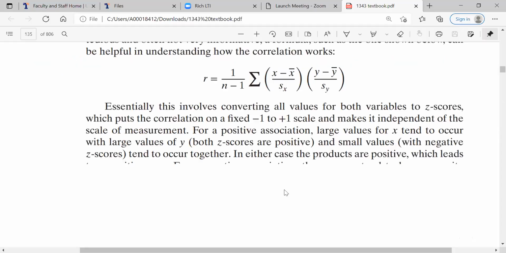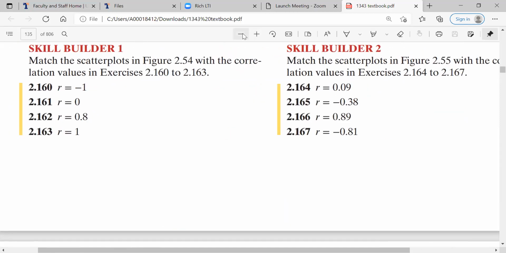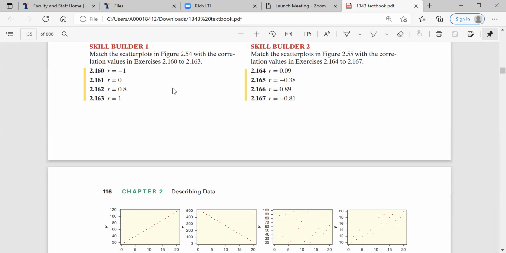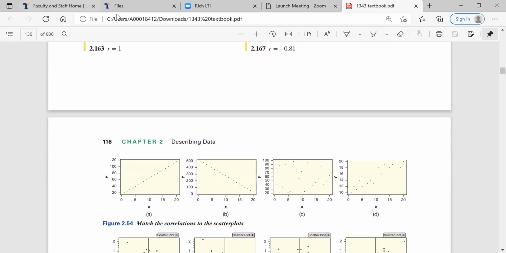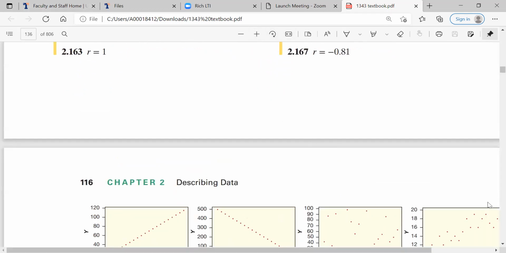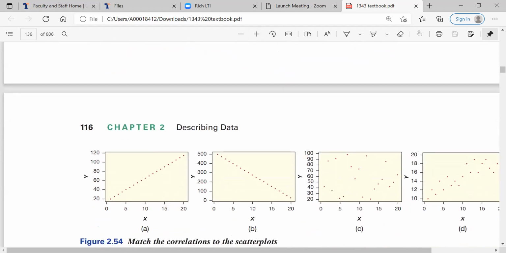In fact, why don't we just go ahead and take a look at a few of the beginning ones just to show you what I mean. I don't know if these homework problems are exactly the same as the ones I assigned you. And of course, there happens to be a page break between the values and the graphs we're going to match them to. I know they're kind of hard to see, but this first batch of 4, and I'll write them on the board up here. Sorry for those of you on Zoom. -1, 0, 0.8, and 1. And then they're basically asking you to match those correlations with these 4 graphs.